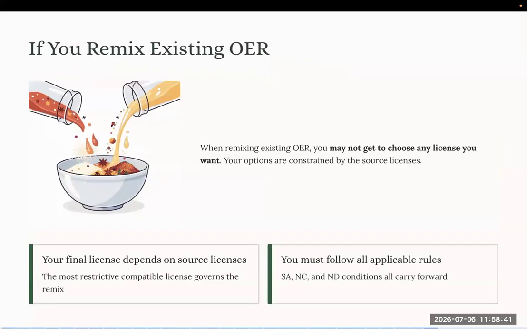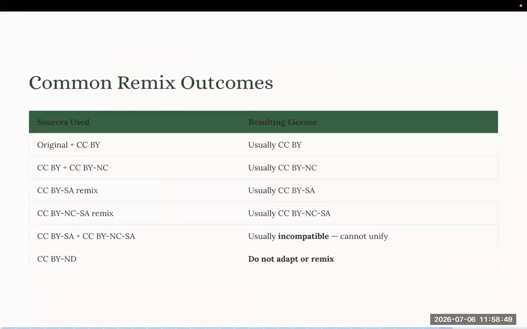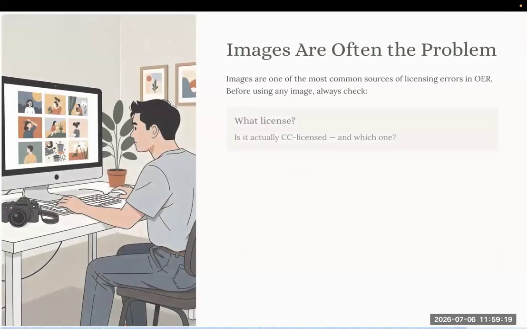So if you remix existing OER, you may not get to choose the license. You may be under whatever it was before you got there. So common outcomes: if it's CC BY plus other, it's usually still CC BY. CC BY plus NC must be a CC BY NC. CC BY SA must be a CC BY SA. CC BY NC SA remix must be a CC BY NC SA outcome. And this is where you can start combining some of them, but some of them are incompatible. So please be careful about that one. That's a really confusing one down towards the end. And a CC BY ND cannot be remixed or adapted.